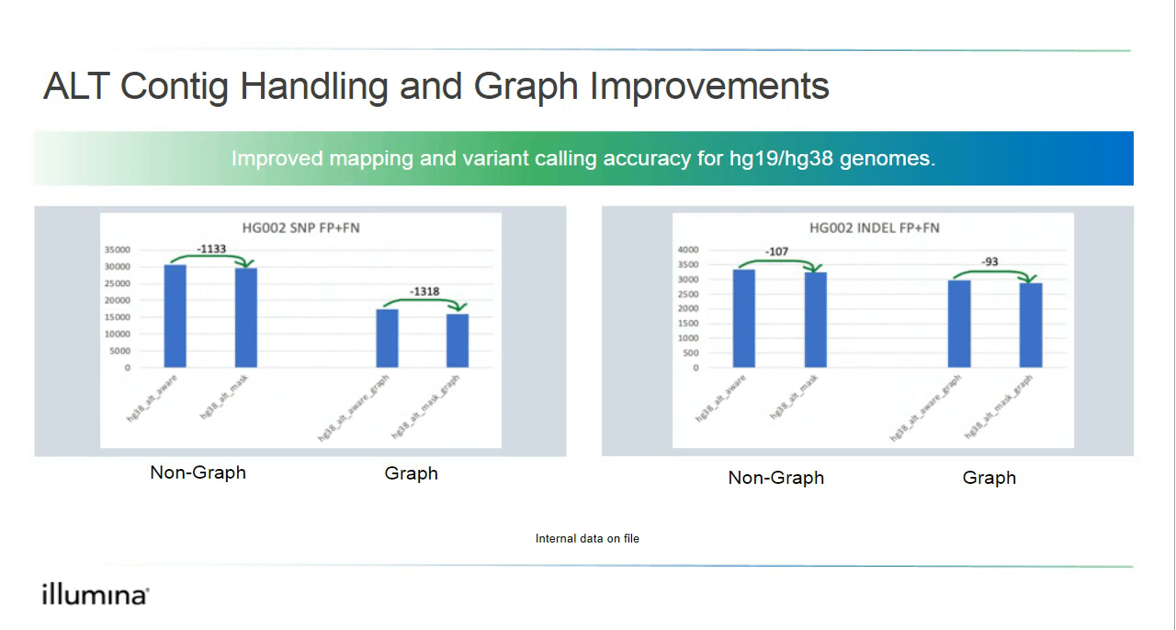So again, what we are saying is take advantage of the graph reference for HG19 and HG38 that DRAGEN supports. And on top of that, you get the improvements with the alt masking as well. And again, improvements are seen, as you can see on the plots on both sides, for SNPs and indels.